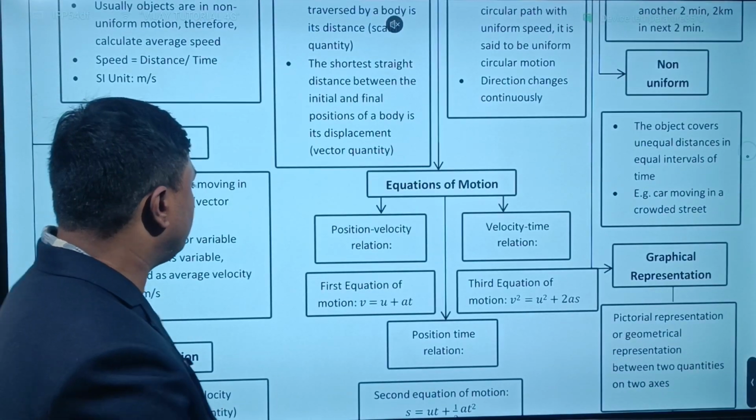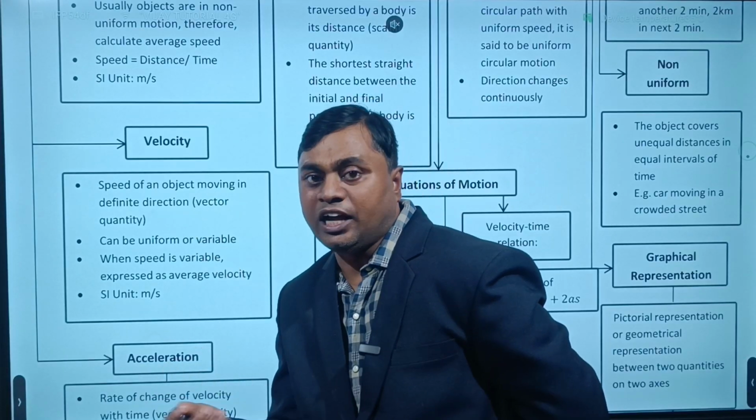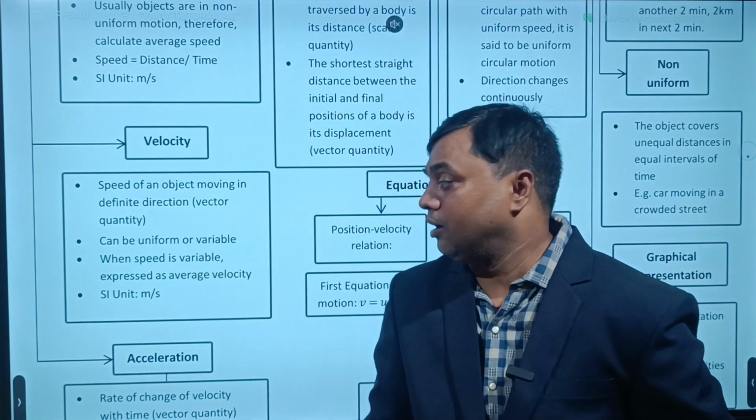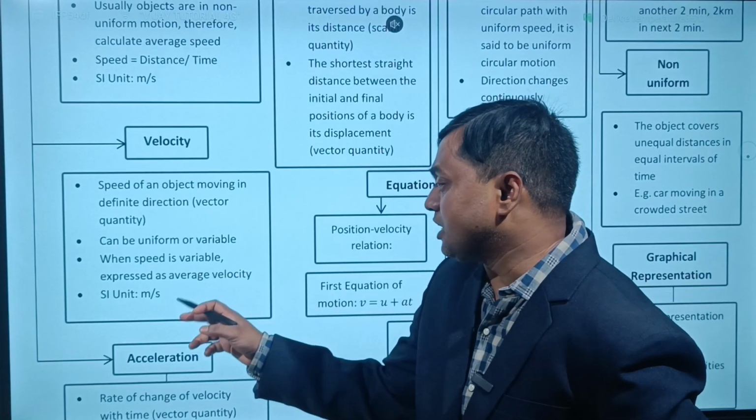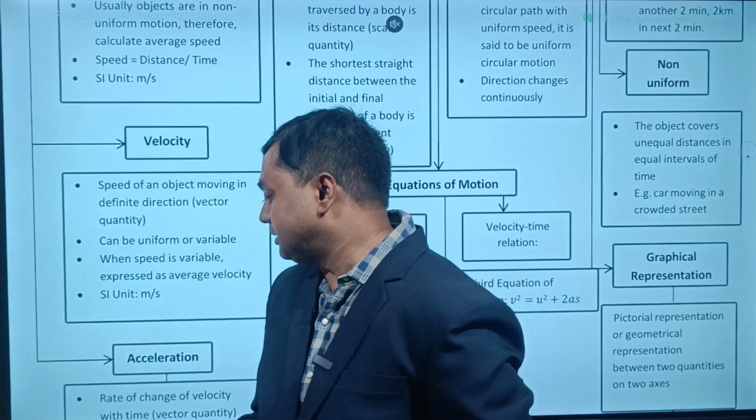Now, what do you mean by velocity? The speed of an object moving in a definite direction is called velocity. It is a vector quantity. It can be uniform or variable. When the speed is variable, it is expressed as average velocity, and the SI unit is meter per second. Is it clear?